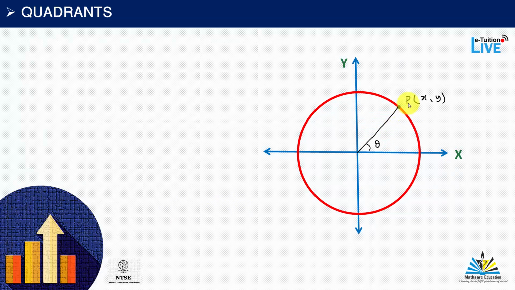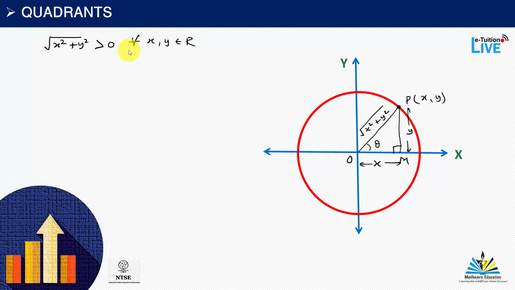Now consider point P x comma y and make a right angle triangle like this, O, and this is point M, and then OM must be x length and PM must be y length. Hence OP length must be under root of x square plus y square. And we know that under root of x square plus y square is always greater than 0 for all x comma y belonging to real. This is the sign of for all.